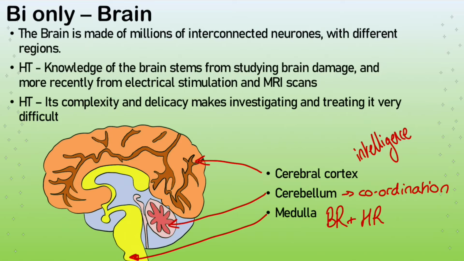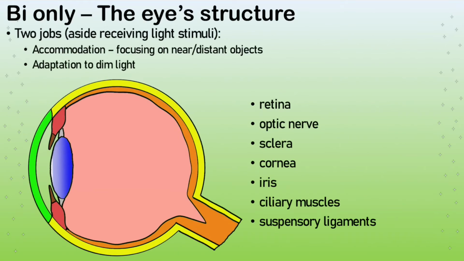The only other part that we need to worry about a little bit later in the topic is this bit here, which is the pituitary gland, and the hypothalamus, which is in the core of the brain too. And these two are very important in homeostasis, but we don't need to know about their structures at this point. With the eye structure, we're going to look firstly at their jobs, because these are important.